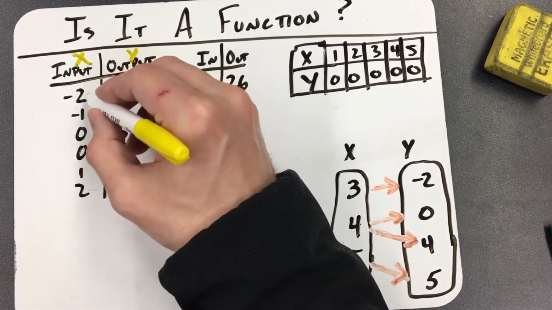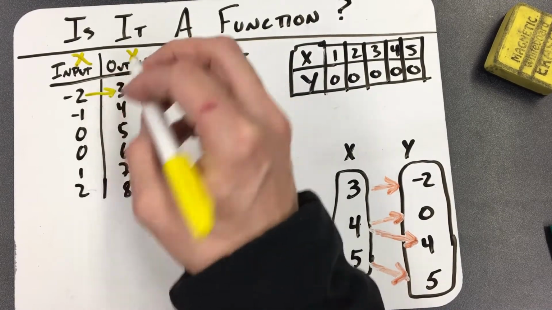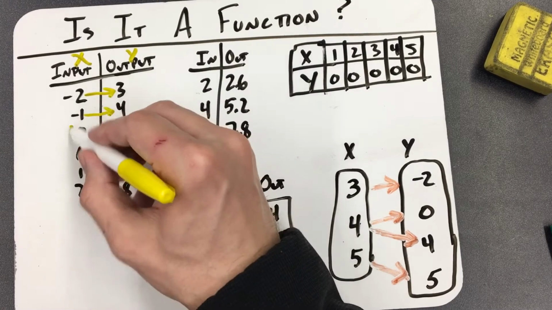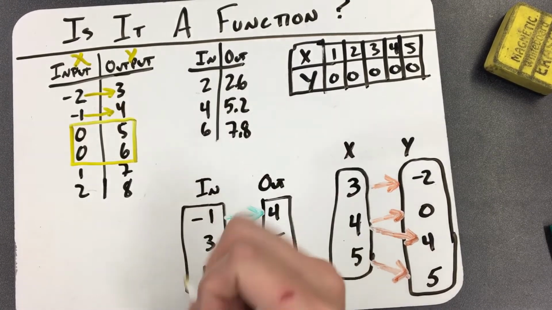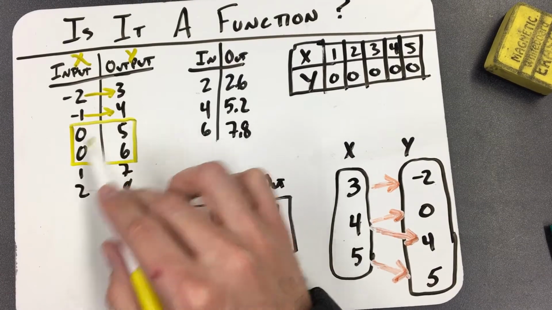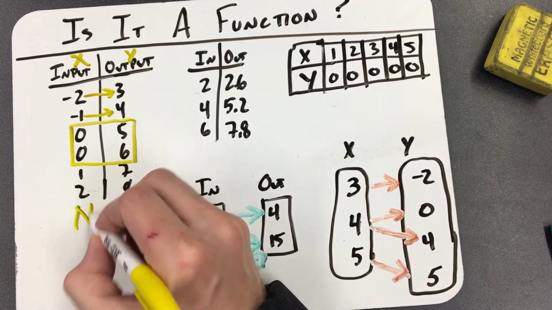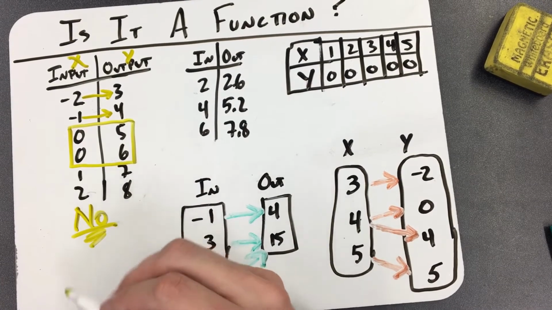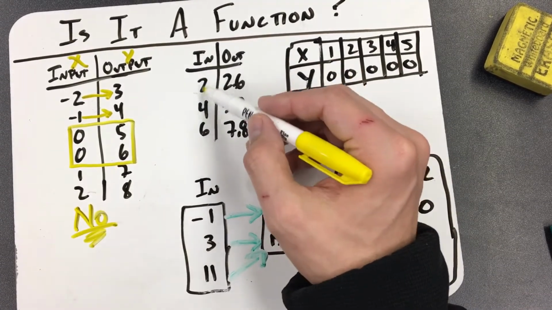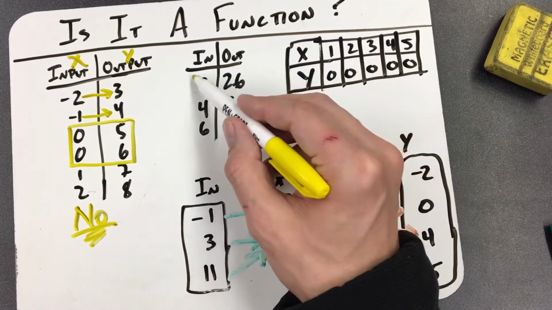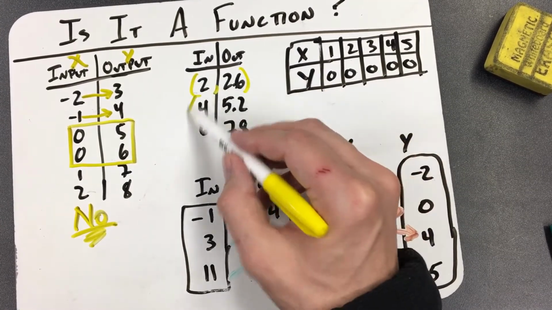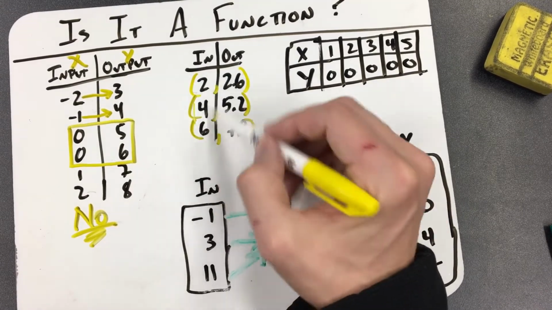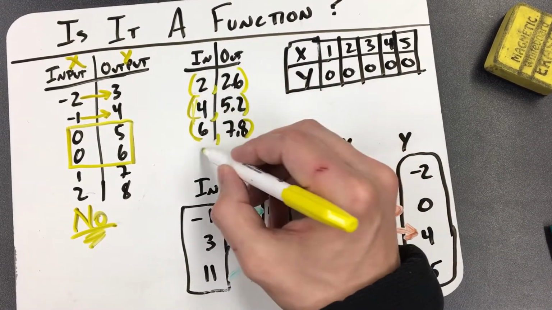Just kind of look. -2 pairs up with 3. Okay, that's fine. -1 pairs up with 4. That's fine. Here, look what you have, though. You have a problem. Look, the number 0 has 2 different outputs. Here the 0 goes with 5, and here the 0 goes with 6. So this is not a function because the number 0 had 2 different outputs. This one is very, very simple, but this one is good. -2 goes with 2.6. I'm sorry, not negative. 2 goes with 2.6. 4 goes with 5.2. 6. These are all different numbers. When none of your inputs repeat, you are good.